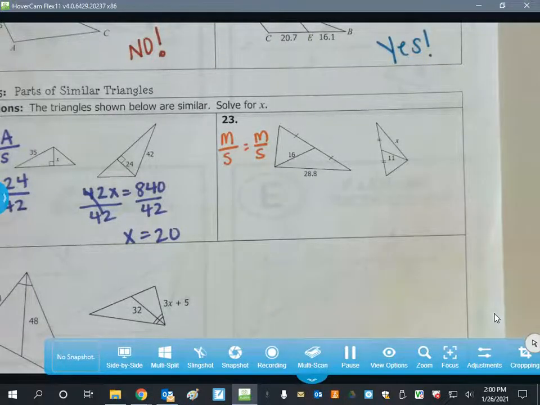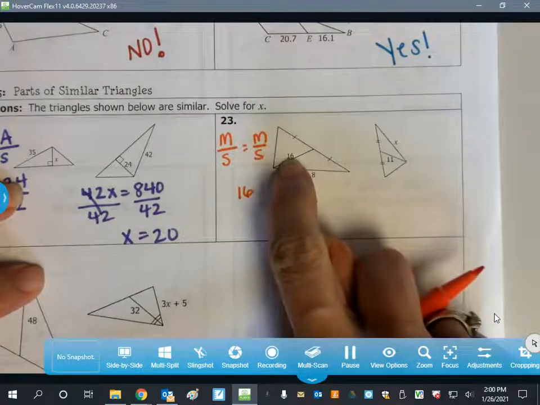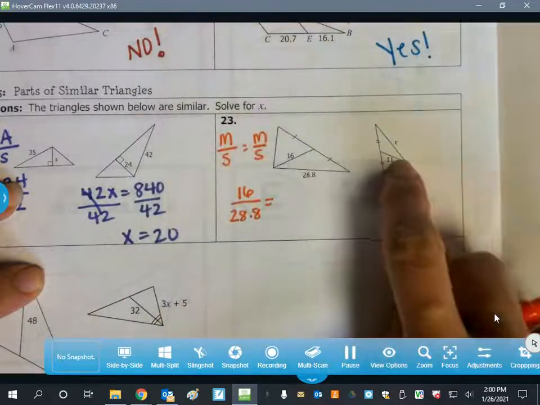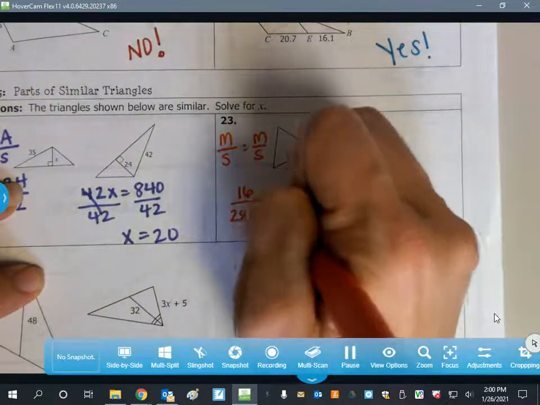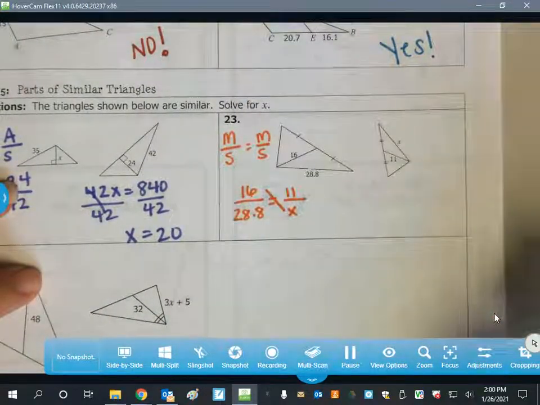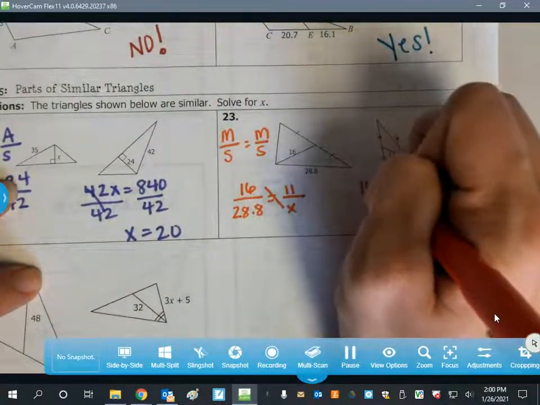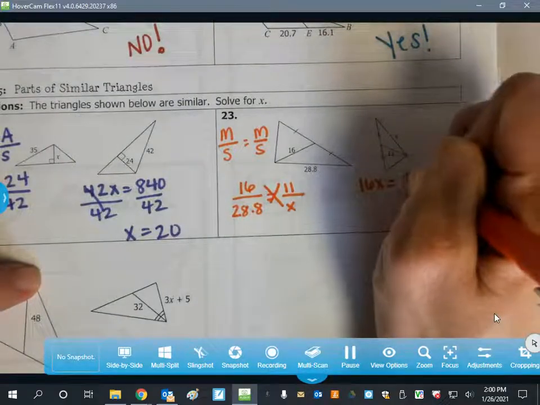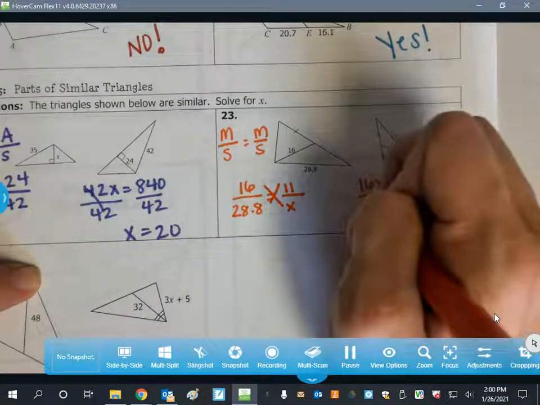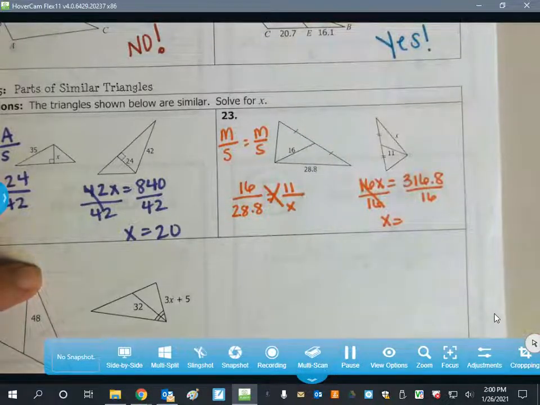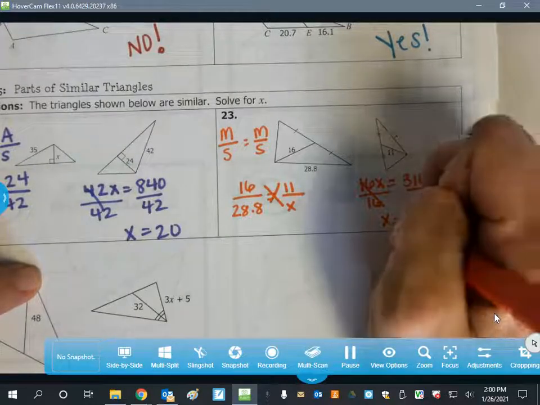Hopefully the proportion you set up was 16, which is this median, over this side of 28.8, equals 11, which is this median, over x, which is this side. Cross multiply, 16 times x is 16x, equals 28.8 times 11, which is 316.8. Divide by 16, and x should equal 19.8.